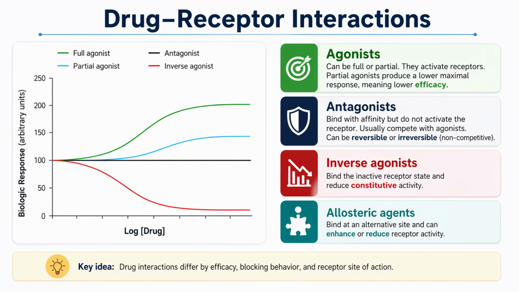Now, every receptor has an active site, and all have an agonist and an antagonist site, but some may have what's called an allosteric site. And this is something that we're going to discuss a little bit further.